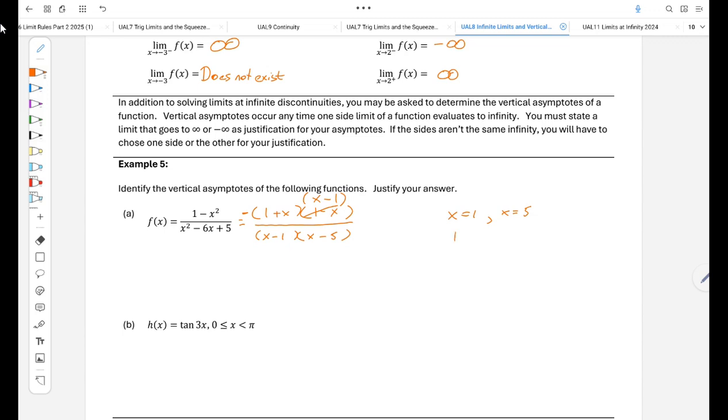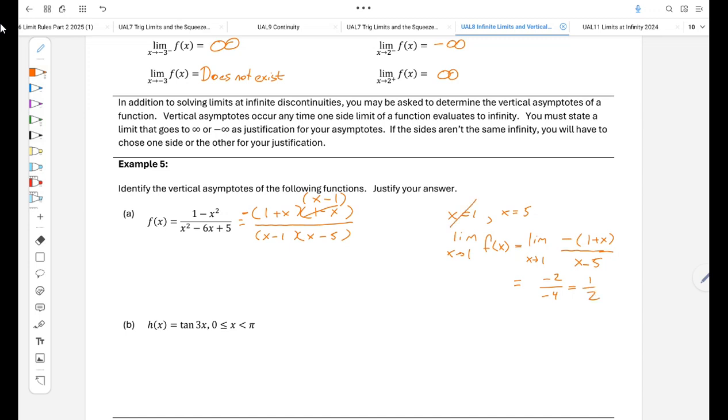But we know that if we take the limit as x approaches 1 and we go to factor and cancel that, we end up with, we still have our negative. We have 1 plus x, and we have x minus 5. And that comes from canceling the x minus 1 here with the x minus 1 here. So this limit exists. This is negative 2 over negative 4, which is 1/2.